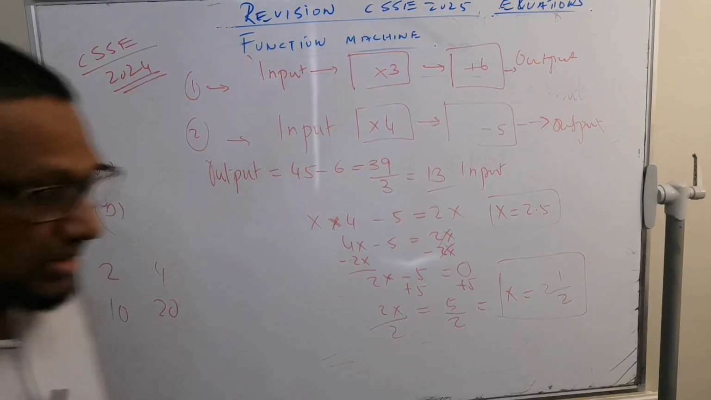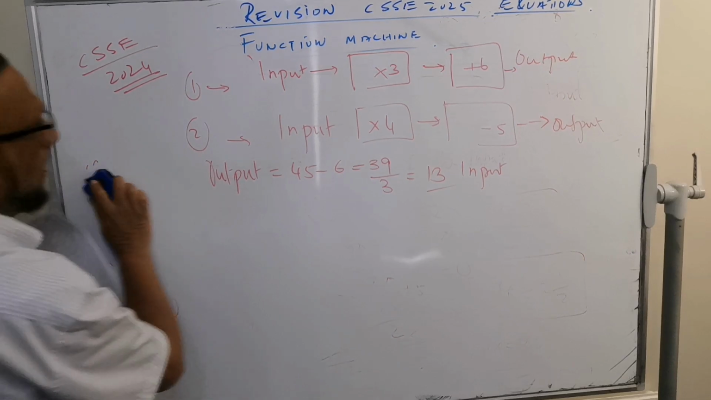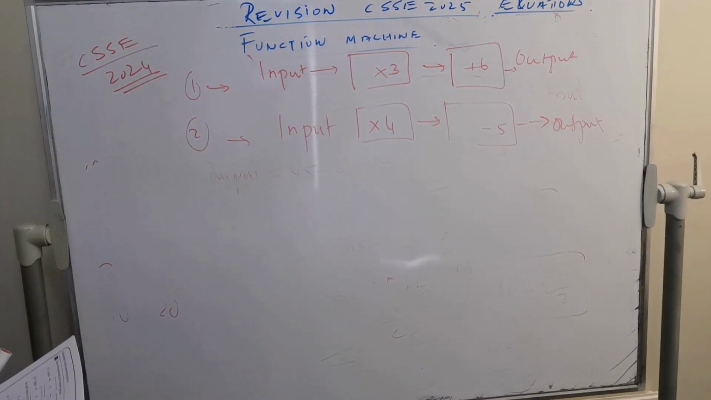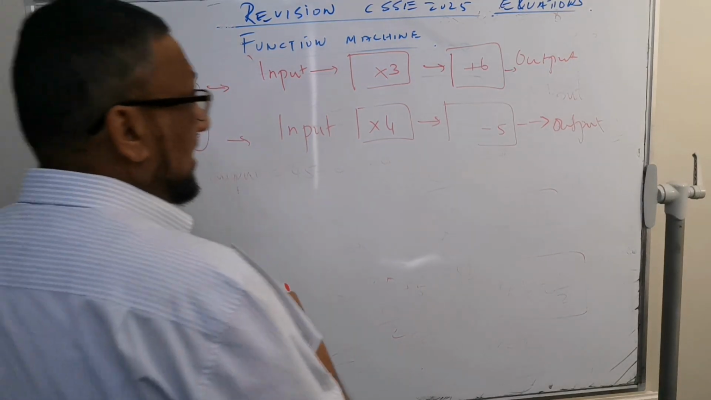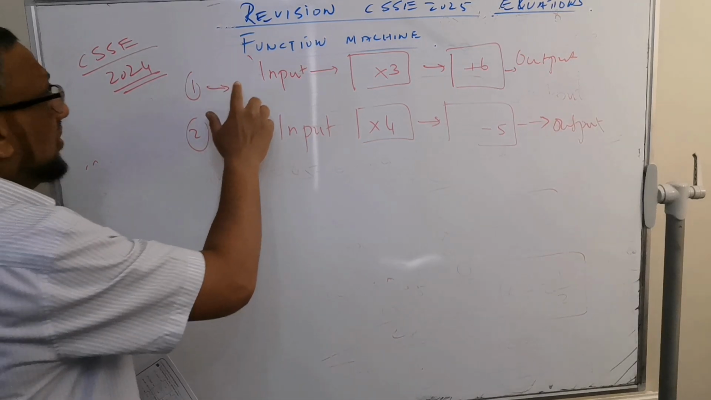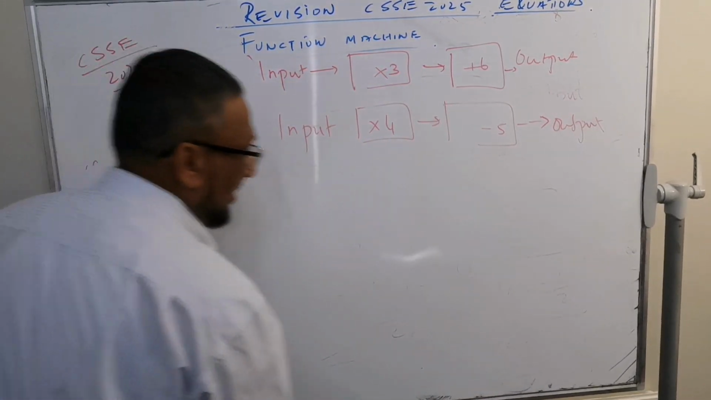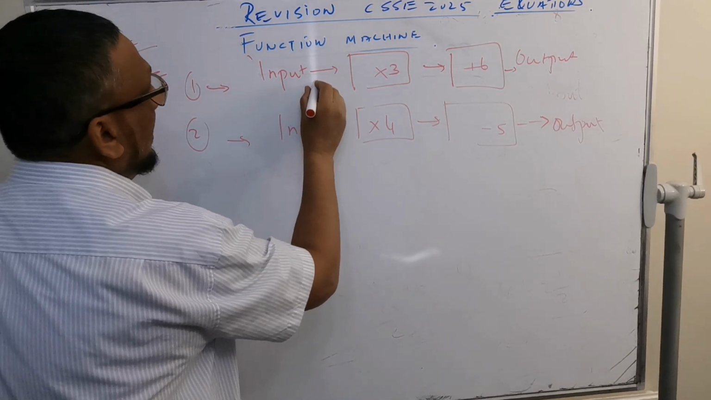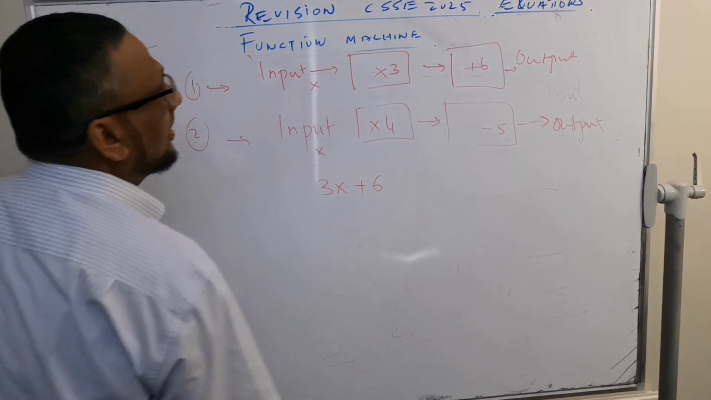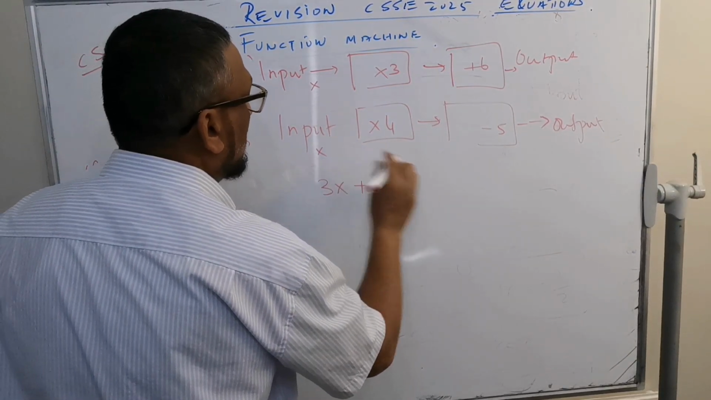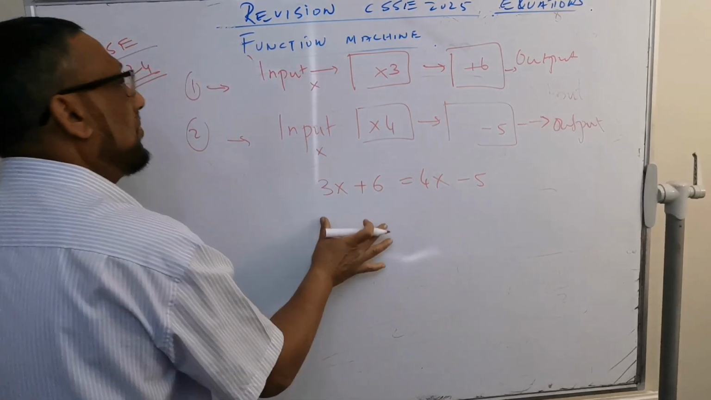Part C says, what is the value of the input which gives the same output for both machines? Same as the previous example, machine number 1 and machine number 2, so we compare both expressions. You need to do the same things here as well. If I say the input is x, the first function machine gives 3x plus 6, and the second one is 4 times x, 4x minus 5. Because the outputs are the same. Whenever they say the outputs are the same, you can compare both machines.